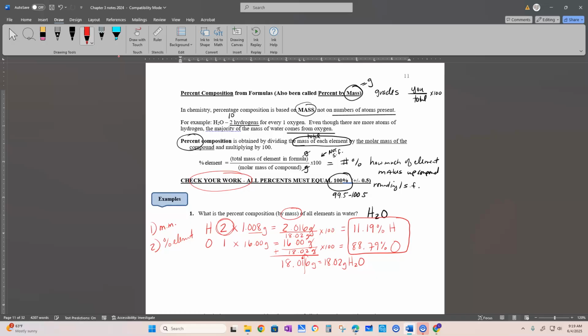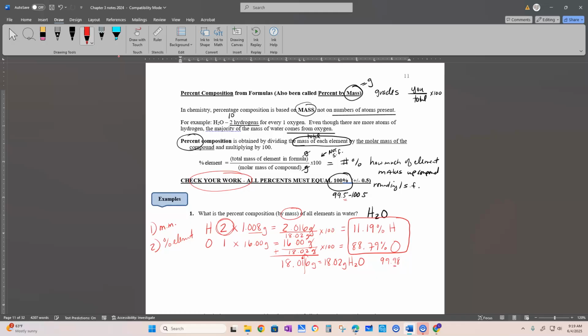11.19 added to 88.79. And I get, because of sig figs, 99.98. And that's okay, because that sig fig right there, I'm in that range of 99.5 to 100.5. You're good to go. So I see right there, sig figs and rounding kind of screw it up.